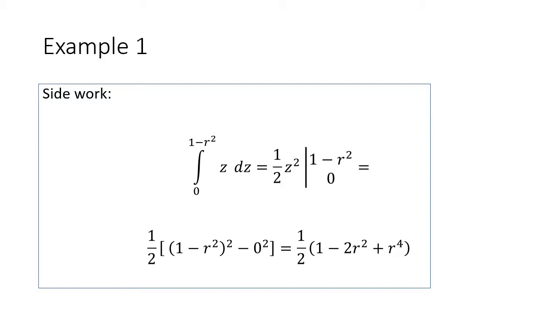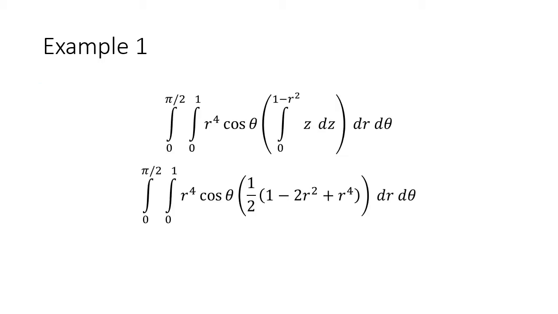But now that I've done my side work, I'm going to bring my result back and plug it back into what was my triple integral, but now is going to be just my double integral. So again, I make that substitution. Now, I know that my next bounds of integration are going to be dr, which means anything that is not an r can be factored outside. So the cosine theta, I can factor that out. The 1/2, I can factor that out.